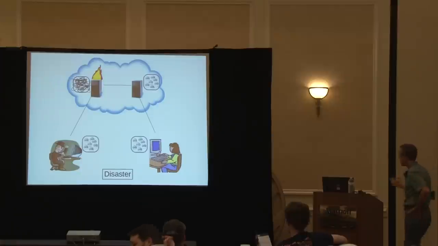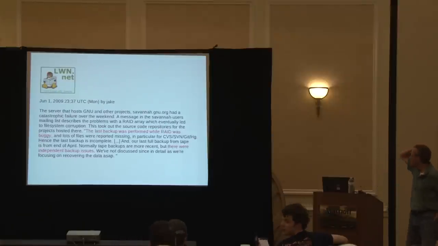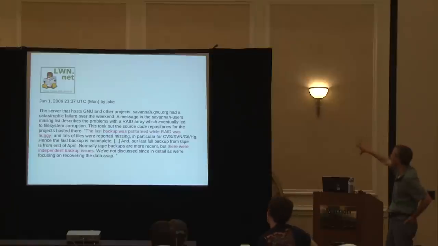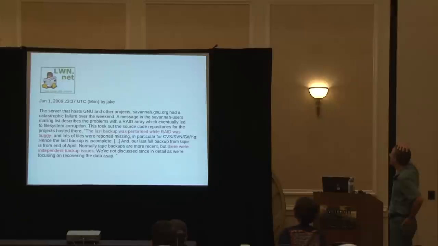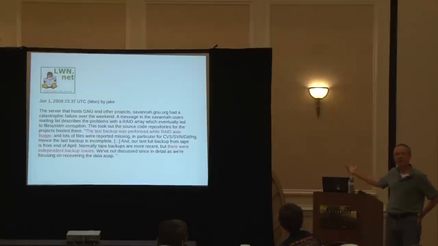When you talk about backups, sometimes the backups don't work like you want. Here is an actual news blurb from Linux Weekly News two years ago. This is the Savannah project. They were doing regular backups, but the RAID array was going bad while they were backing up, and so they lost all kinds of stuff out of their version control system.